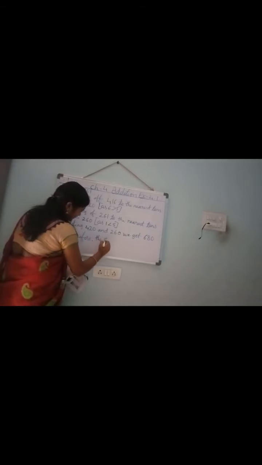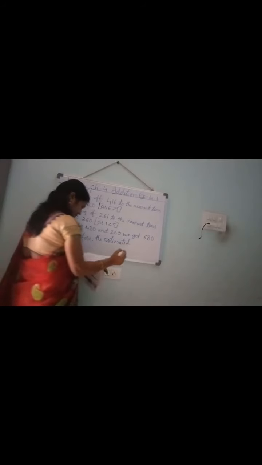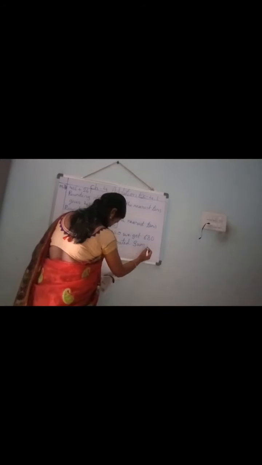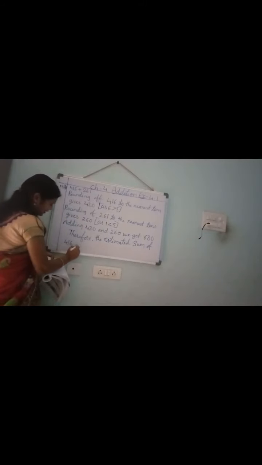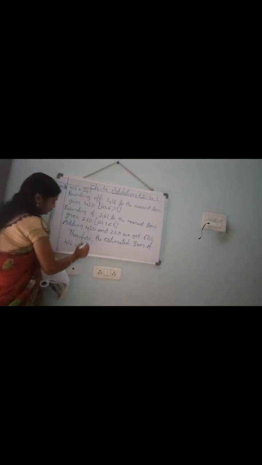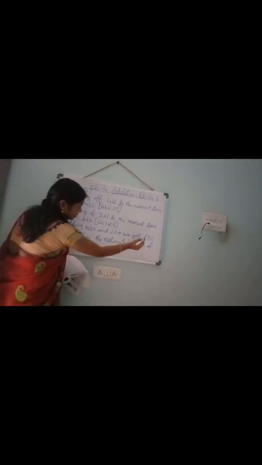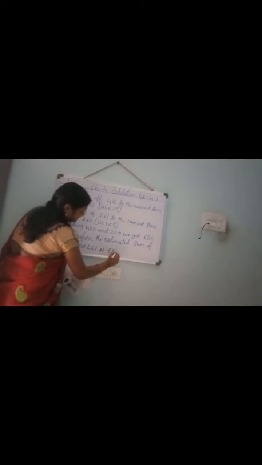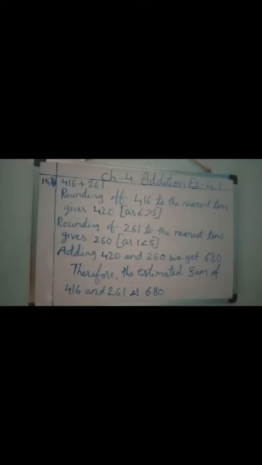The estimated sum of what is that? 416 and what is that? 261 is how much? 680. Understood, children? Copy. Check once your answer is right or wrong. Check. If your answer is right, okay. Otherwise, you should write properly.